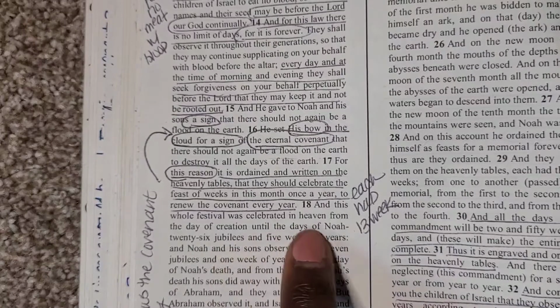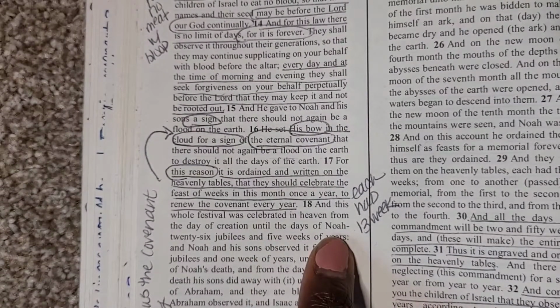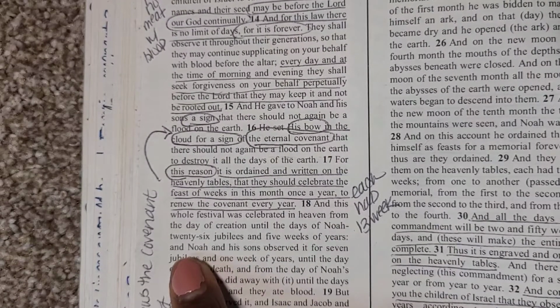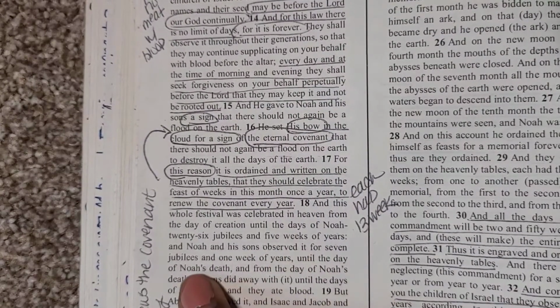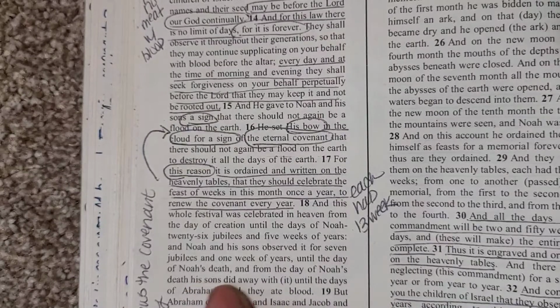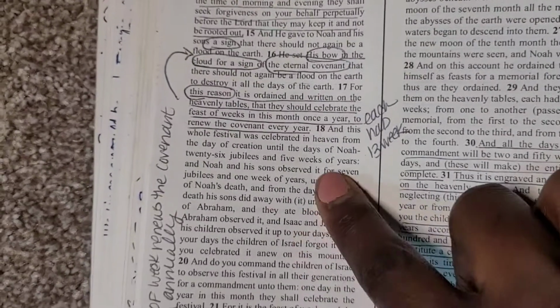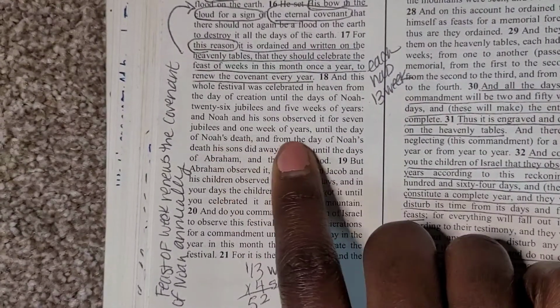And this whole festival was celebrated in heaven from the day of creation until the days of Noah, 26 jubilees and 5 weeks of years. And Noah and his sons observed it for 7 jubilees and 1 week of years, until the day of Noah's death. And from the day of Noah's death, his sons did away with it.